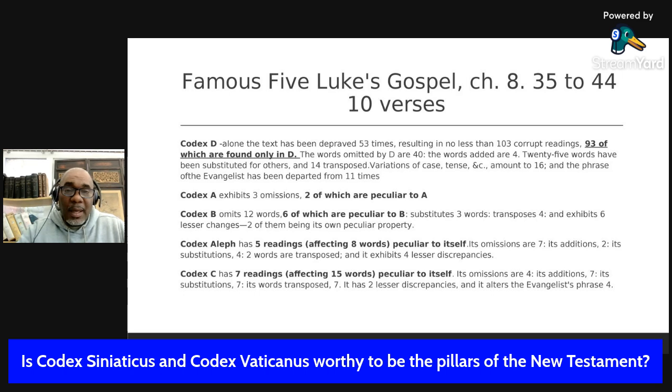Codex C had 7 readings affecting 15 words, peculiar to itself. And also you had omissions and substitutions. You had a lot of copious involvement in those 10 verses, you know. And they didn't come to agreement. You had five codices supposed to be from the same area that didn't come to agreement.